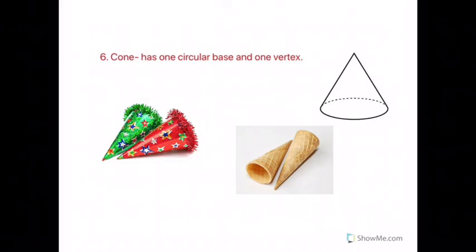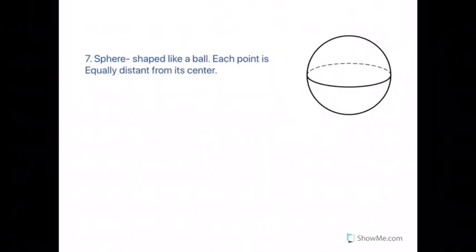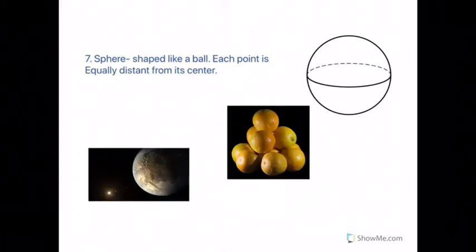One more shape is the sphere. So the simple definition of a sphere: it's shaped like a ball. Each point is equally distant from its center. Some examples: balls, oranges, planets. Some examples of a sphere shape.